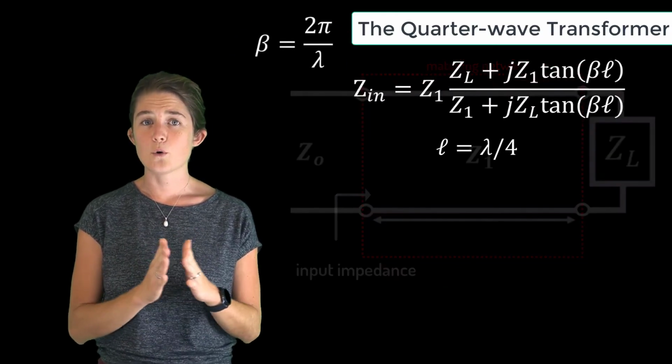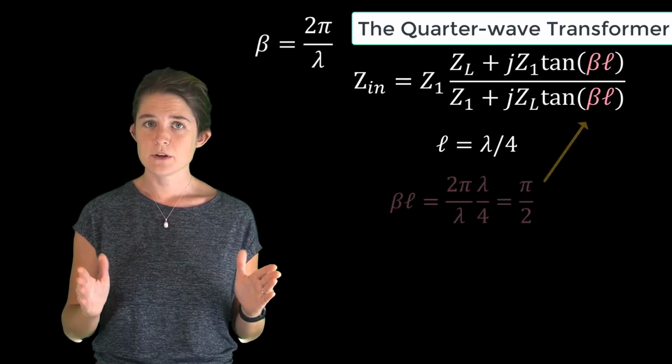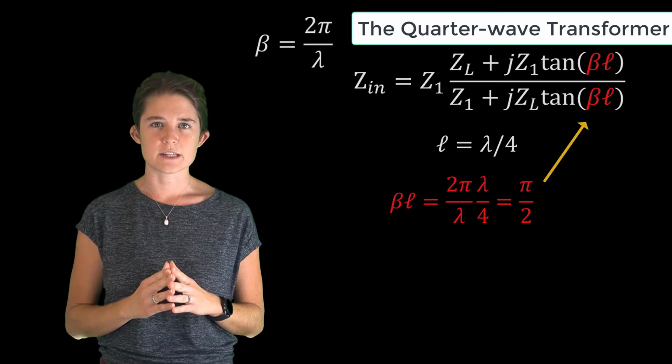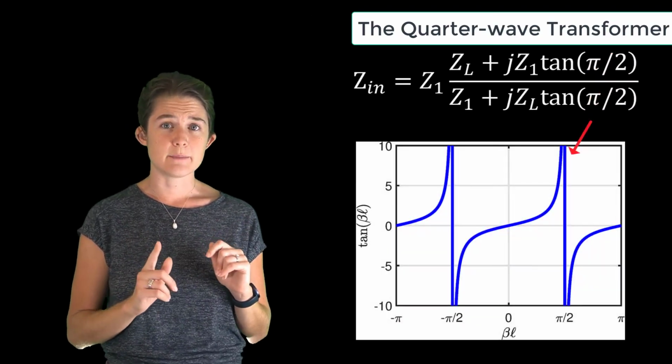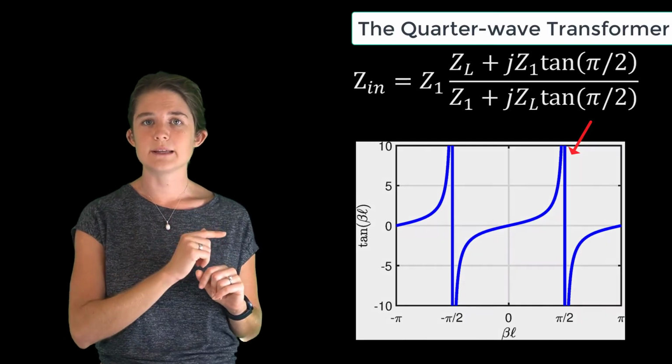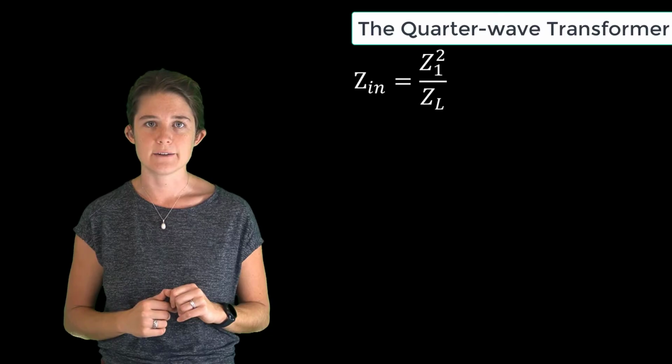Since we're adding a quarter wave length of line, L is lambda over 4. So the argument of the tangent function is pi over 2. The tangent function approaches infinity at pi over 2. So the input impedance Zn is going to go to Z1 squared over ZL.